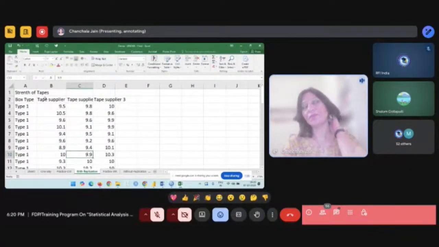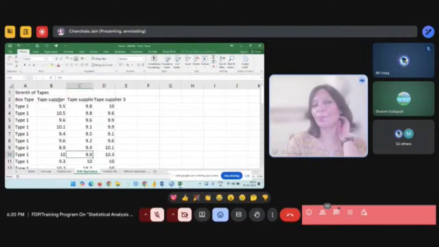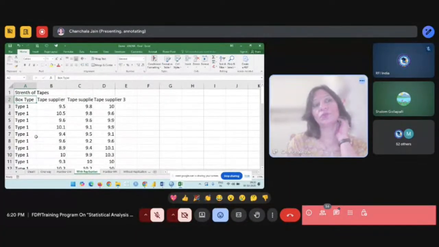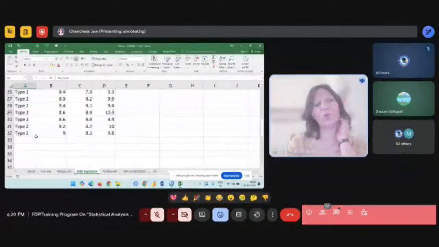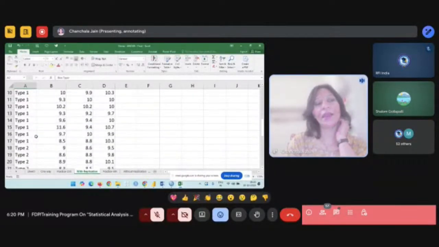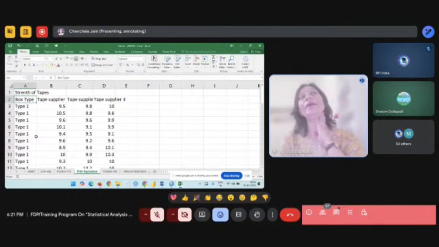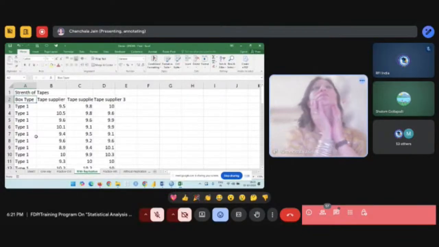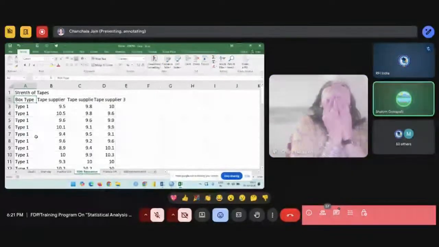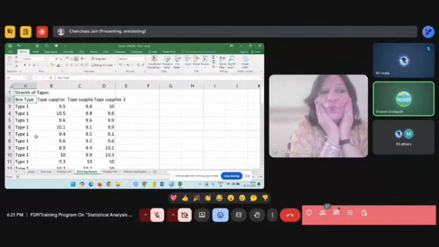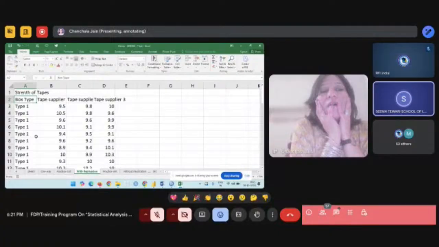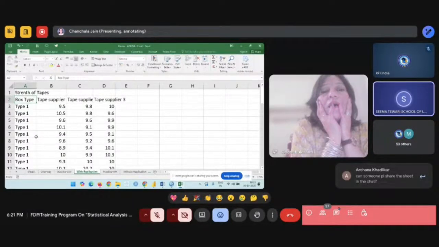Strength of tapes is given to us, and type of suppliers is given to us. Along with that, one more column is added, that is the box type. You can see a total of 2 box types are given, type 1 and type 2. So how many variables am I having now? Yes, ma'am, 3 variables. First is the type of box, second is the type of supplier, and third is the strength of tape.